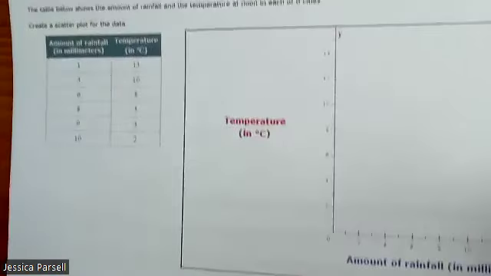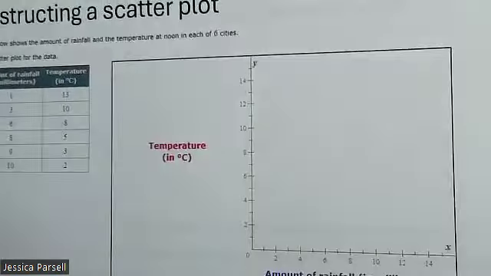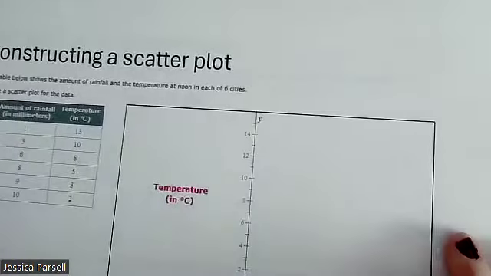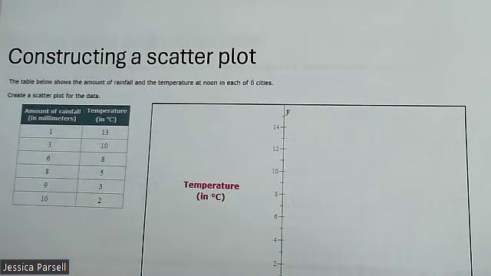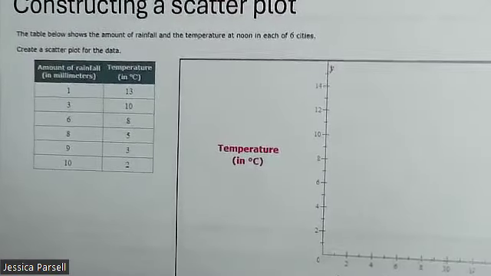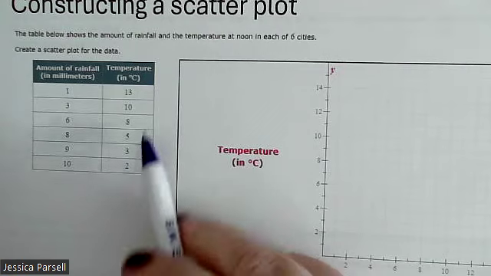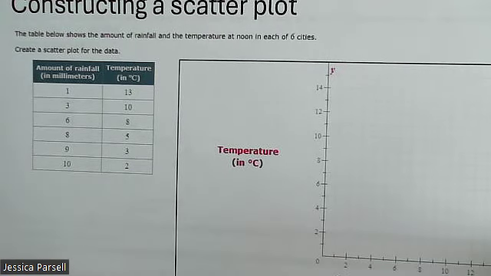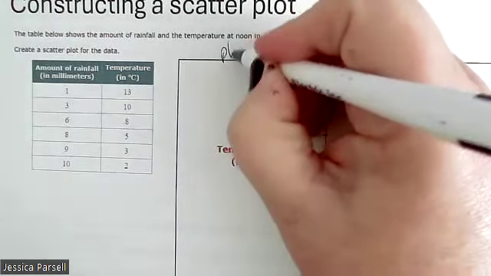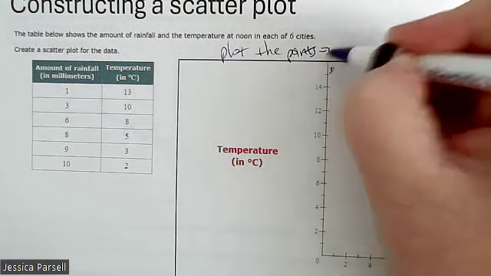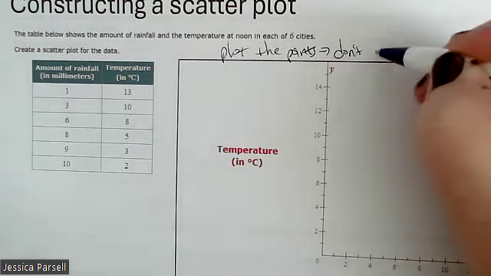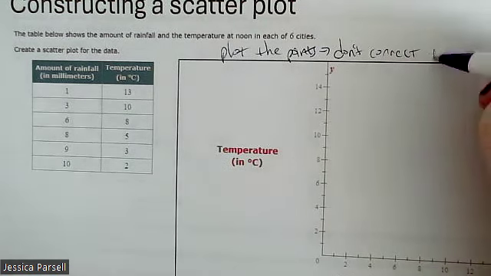We're going to construct a scatter plot. These are fun. The table below shows the amount of rainfall and the temperature at noon in each of 6 cities. Create a scatter plot for the data. Well, a scatter plot just means we're going to plot these points, but we're not going to connect the line. So we're going to plot the points, but then don't connect the points.